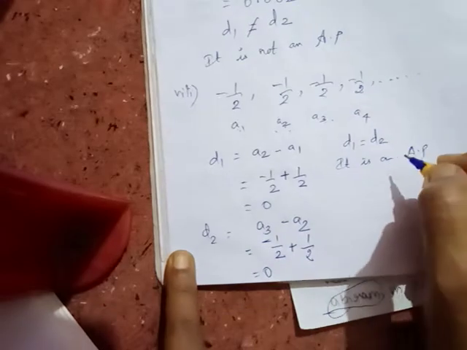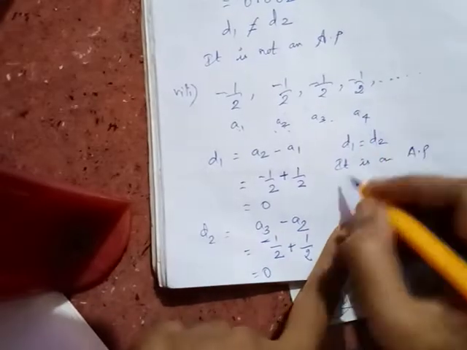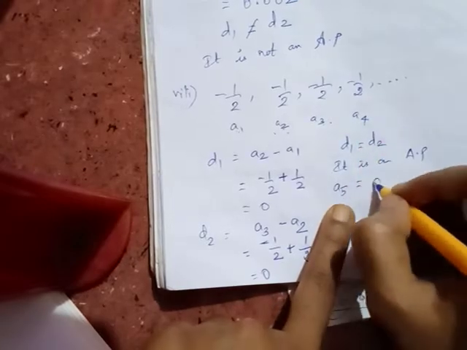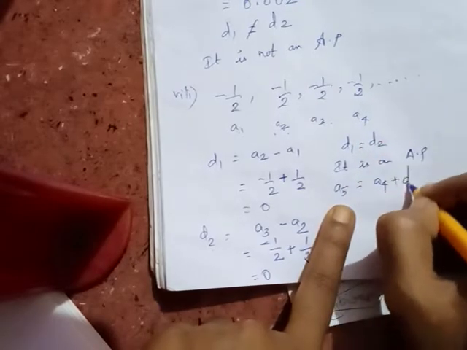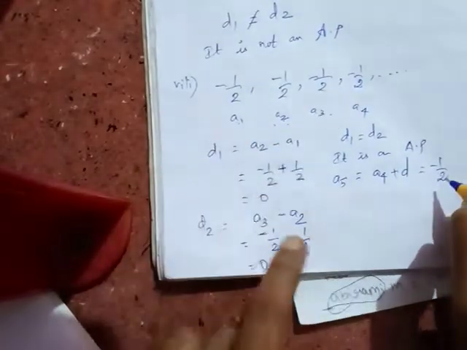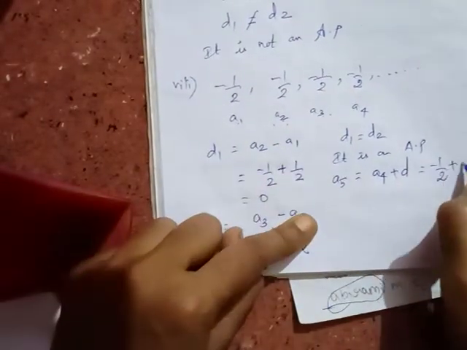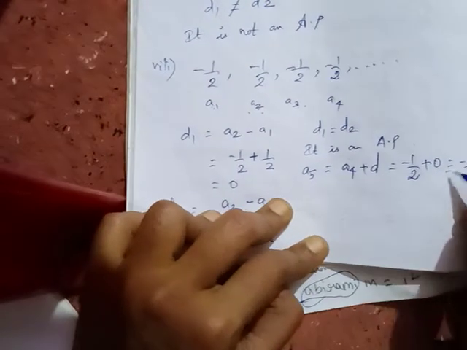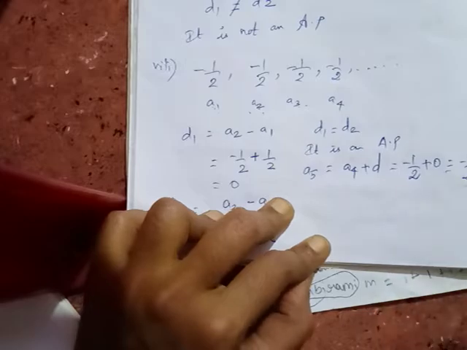Now find out the next 3 terms. Up to A4 they have given. We need A5. If you want A5, with the 4th term you have to add the common difference. So what is the 4th term? Minus 1 by 2. What is the common difference you got? 0. So when you add 0 with any number, you will be getting the same number. So you will be getting minus 1 by 2.